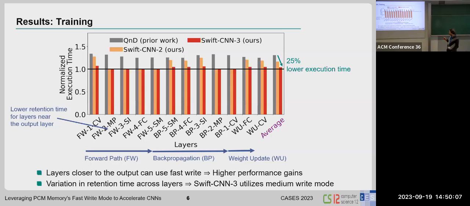Also, if you see carefully, the Swift CNN3 has more performance benefit in the training case as compared to the inference case, because of utilizing the medium write mode. So possibly we could discuss more at our poster. If you have more questions, I'll be happy to address them at the poster. Thank you so much.